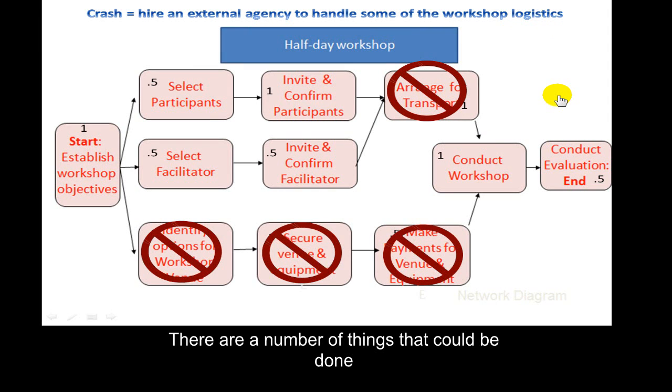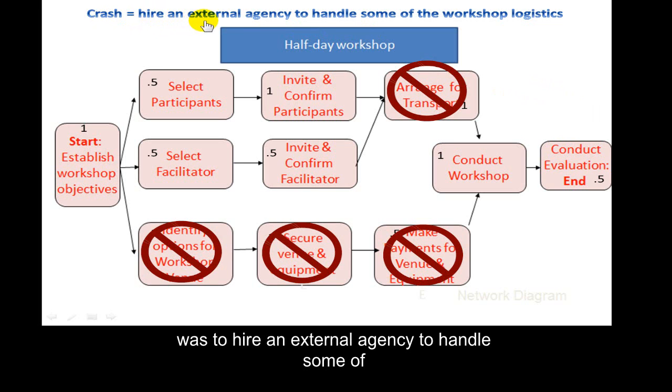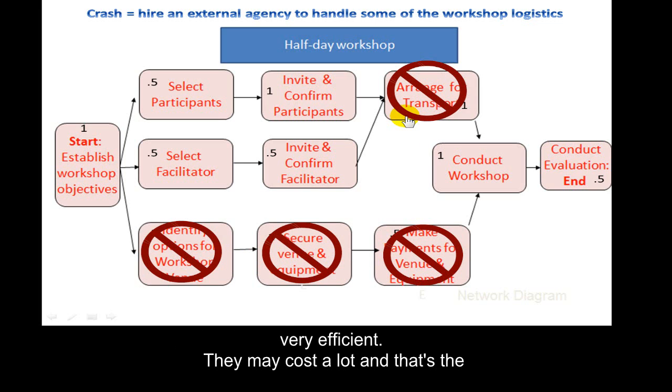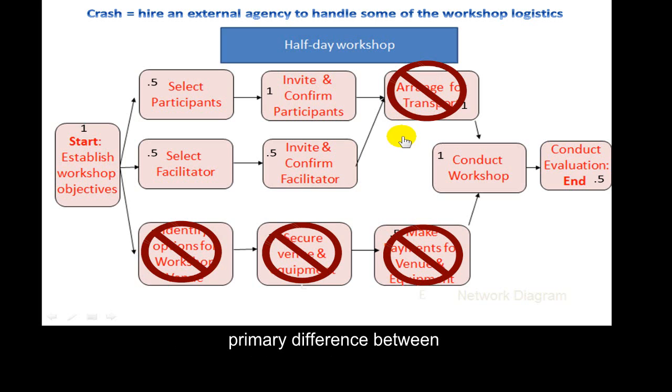There are a number of things that could be done, but the solution that I came up with to crash was to hire an external agency to handle some of the workshop logistics. So you'll see that instead of doing the arranging for transport, identifying options for the workshop venue, securing the venue and equipment, and making payments for venue and equipment, I've decided to outsource those to another organization or agency. Now, the risk of doing that is that they may not be very efficient. They may cost a lot, and that's the primary difference between fast tracking and crashing.